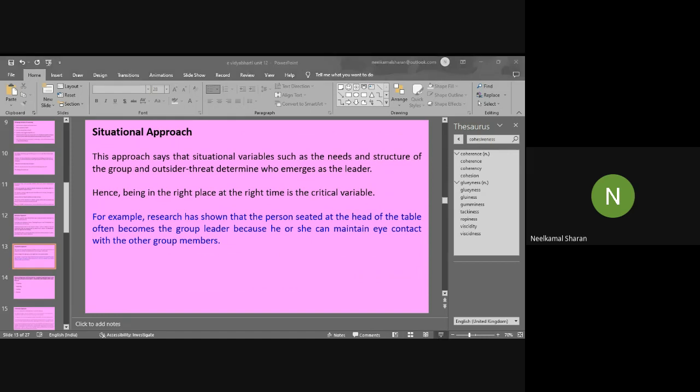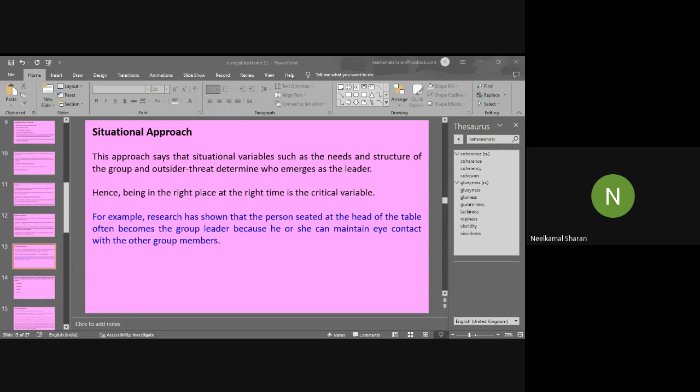Next approach is the situational approach. This situational approach says that a leader is the one who has the ability to lead the group whenever the situation changes.